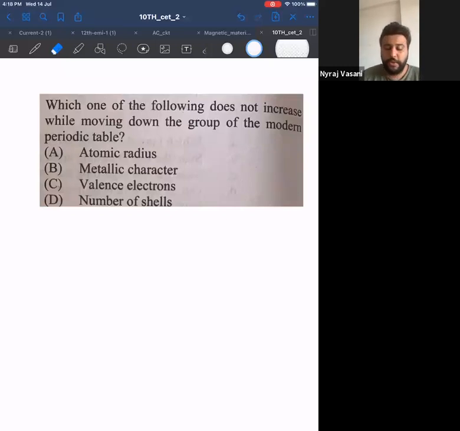Which of the following does not increase while moving down the group of the periodic table? So the question is, which of them does not increase as we go down? The key words are "does not increase" as we go down the modern periodic table. Atomic radius increases, metallic character increases, valence electrons remain the same or do not increase, number of shells increases. The right answer will be valence electrons.